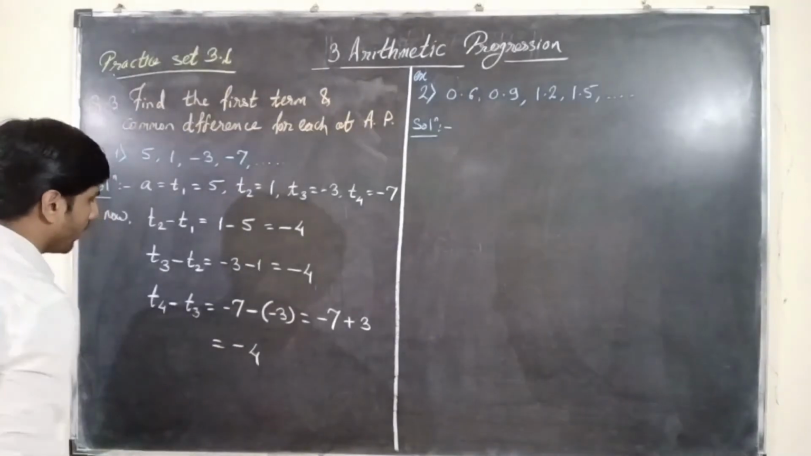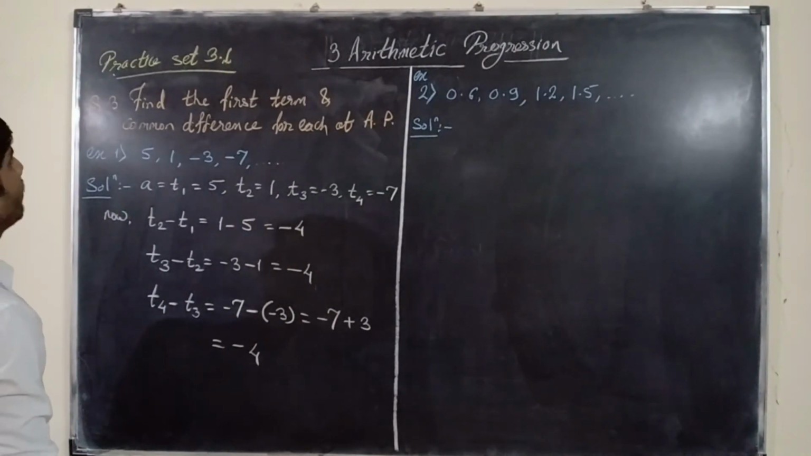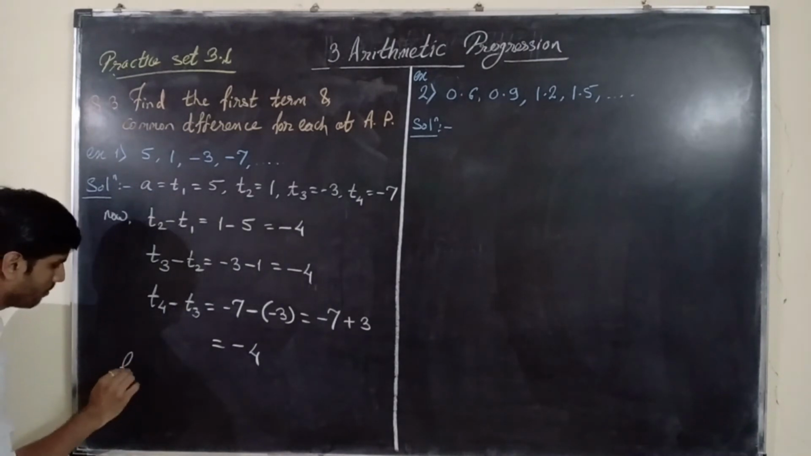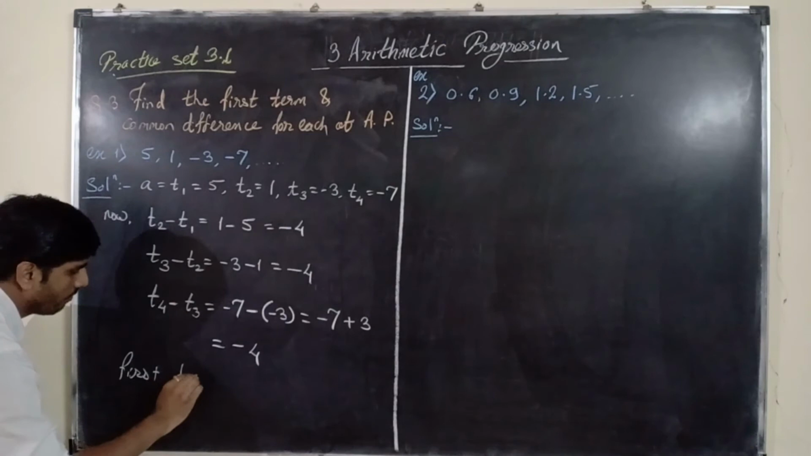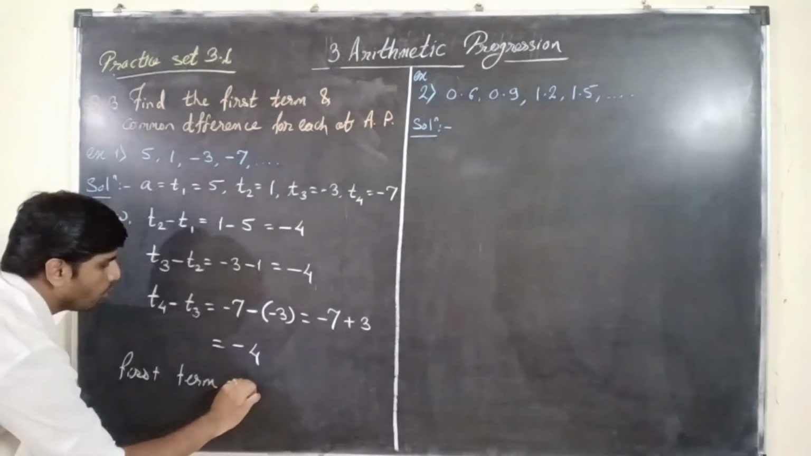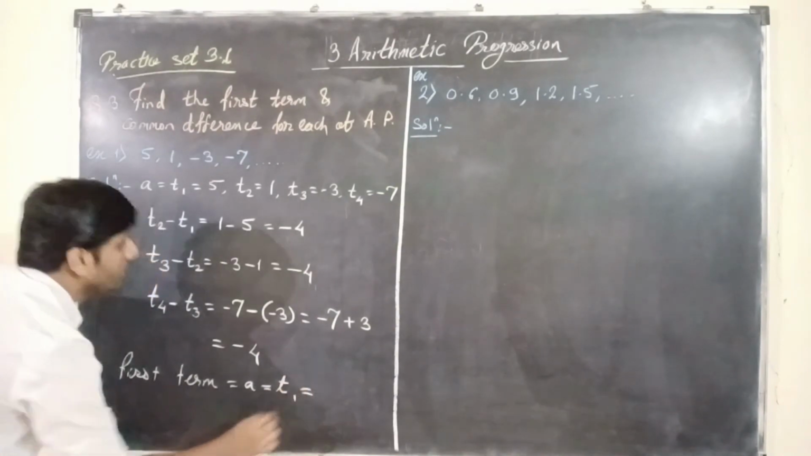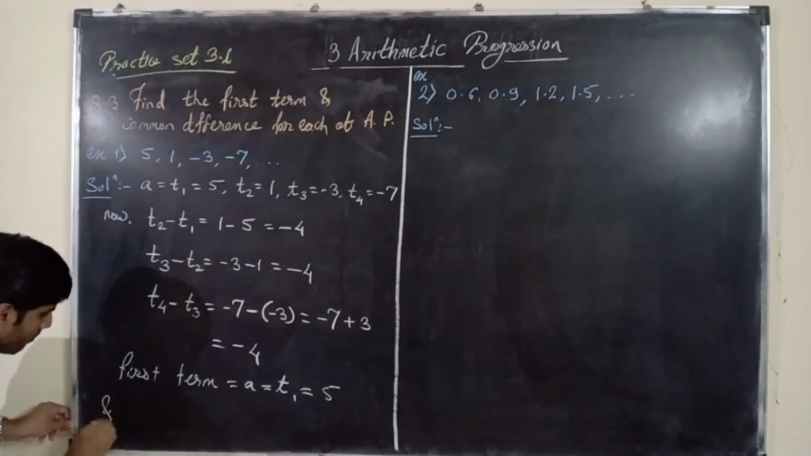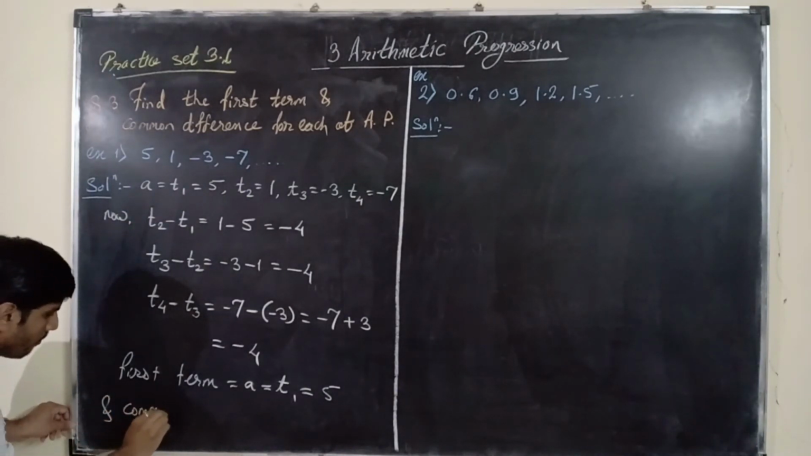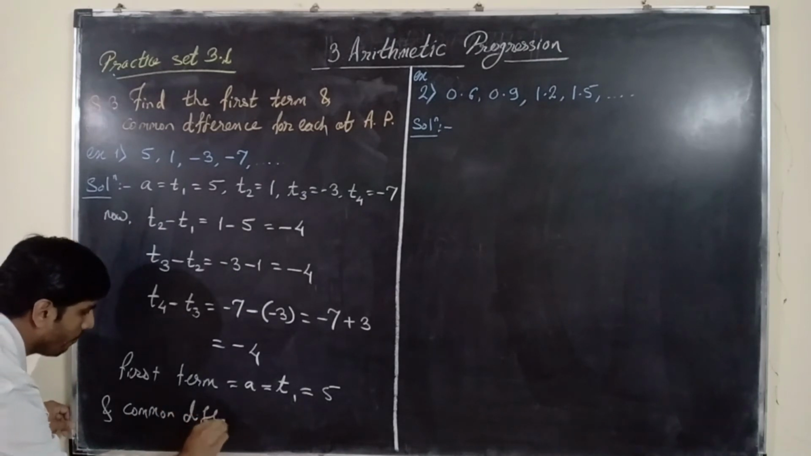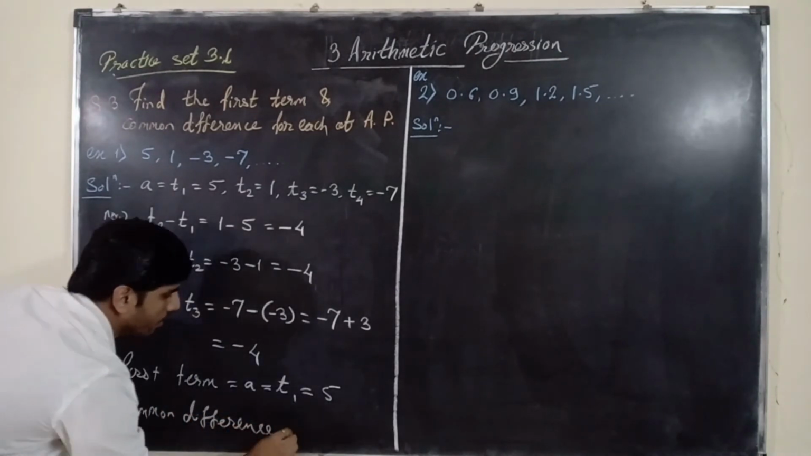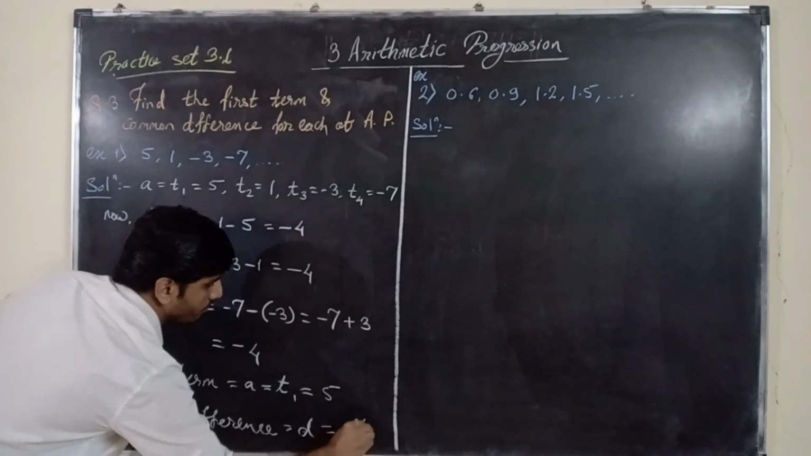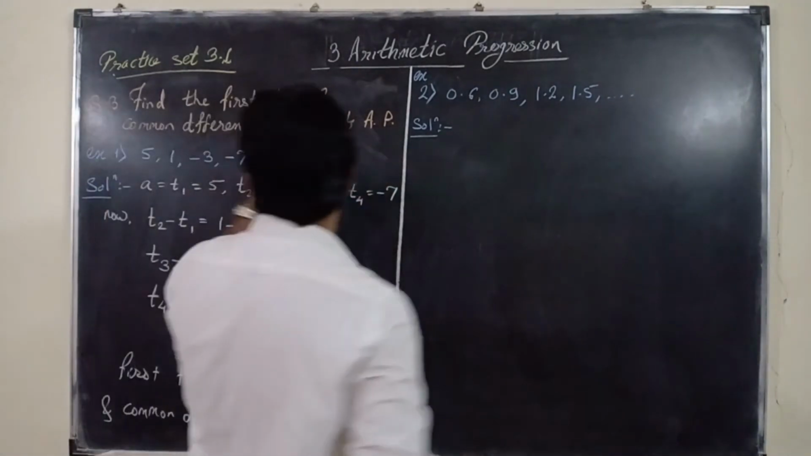Now we are getting same number again, therefore we can say that first term, which is equal to A, which is also called as T1, is 5, and common difference, which is denoted by D, which is negative 4. I will try to solve second example from same question.